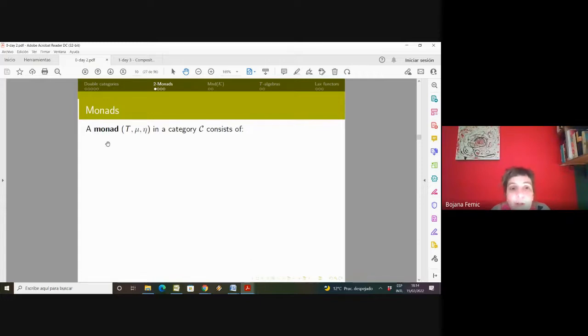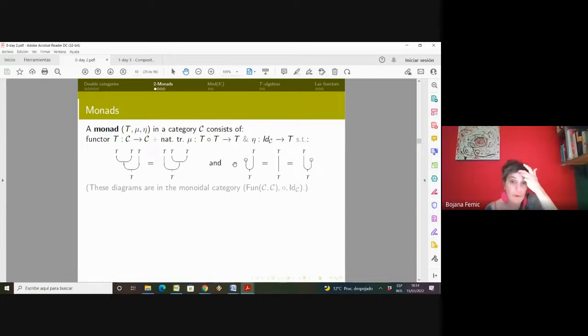Well, firstly, a monad in an ordinary category, which doesn't even have to be monoidal. Well, a monad in C consists of a functor T on C, this is an endofunctor, and two natural transformations, mu from T composed with T to T. So we can call it a multiplication. And eta, it goes from the identity functor on C to T itself, so that these two laws here should hold.